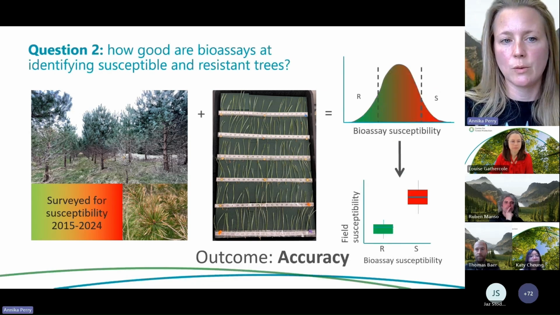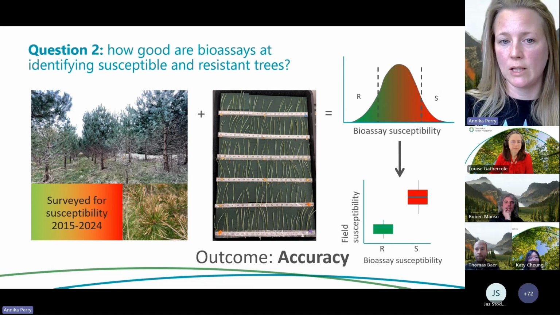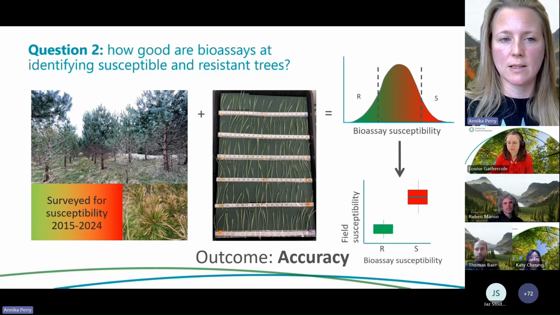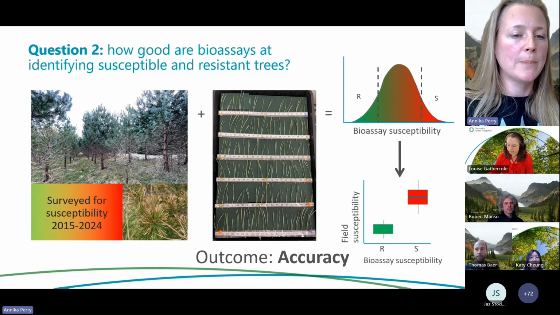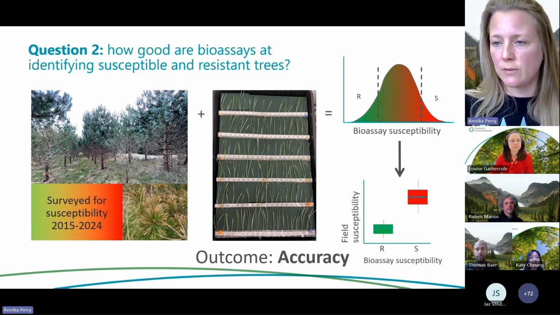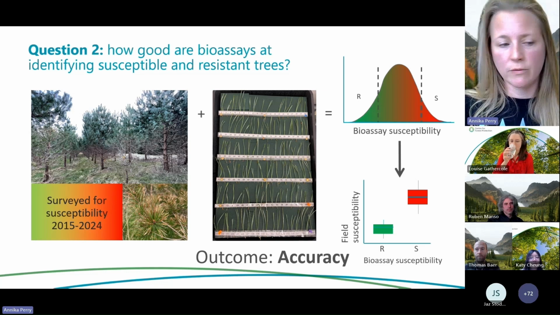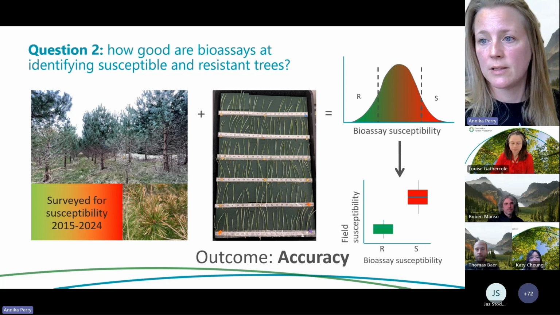So my second question was, how good are bioassays at identifying susceptible and resistant trees? Now, in this case, I realized that susceptible and resistant can be quite subjective. It can be related to the environment. So like I say, I've defined in this environment which trees are susceptible, which are resistant, and I want to see if the bioassay picks up those same patterns.